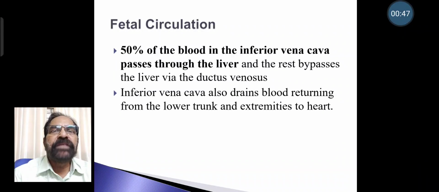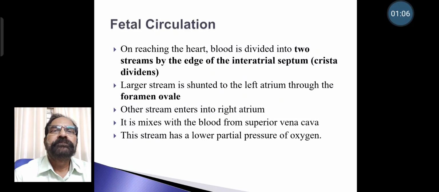50% of the blood in the inferior vena cava passes through the liver and the rest bypasses the liver via ductus venosus. Inferior vena cava also drains blood returning from lower trunk and extremity to the heart. On reaching the heart, blood is divided into two streams by the edge of the interatrial septum, that is crista dividens.